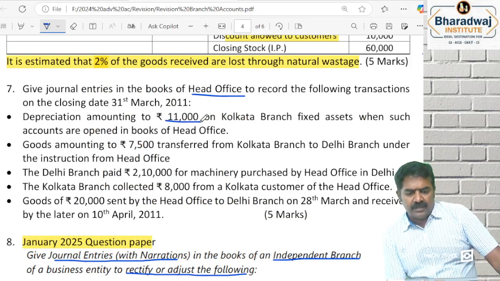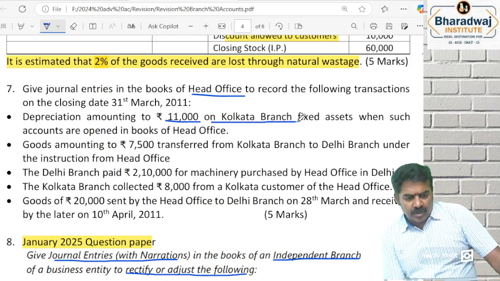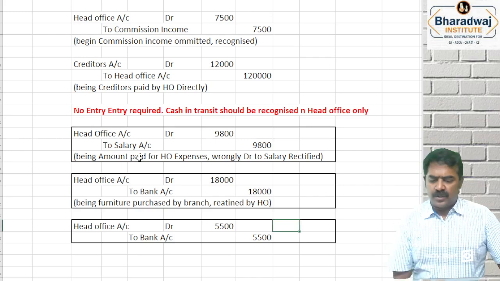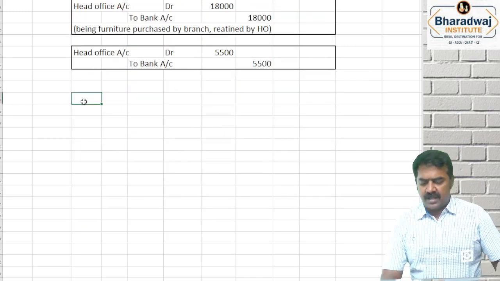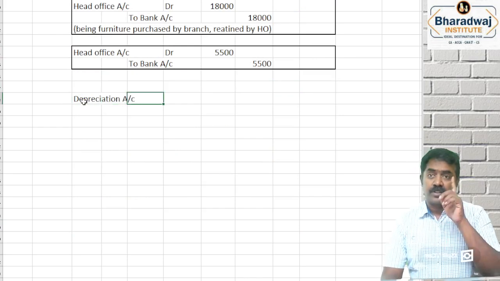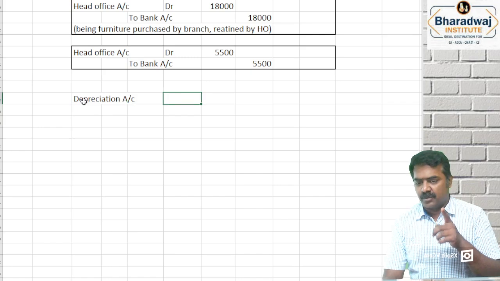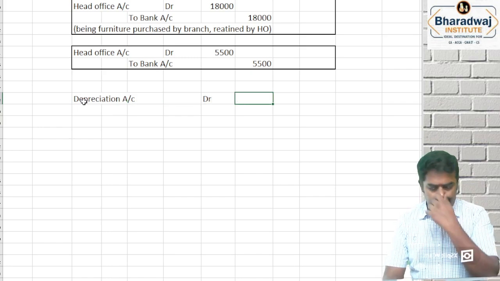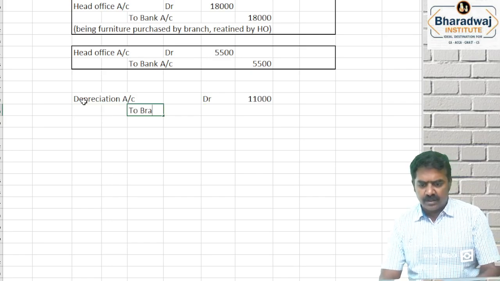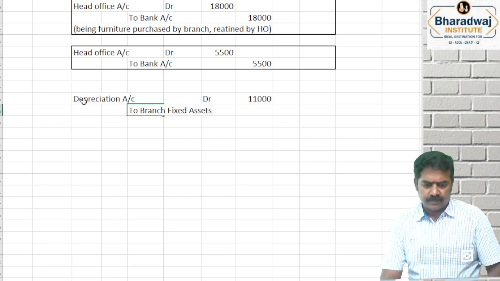Depreciation amounting to 11,000 on Kolkata branch fixed assets. Accounts are opened in the books of which one? Head office. Simple. We have to charge depreciation on assets. What is the entry for depreciation? We are in the books of head office, not in the books of branch. Depreciation account debit how much? 11,000 to which one? Branch fixed assets.